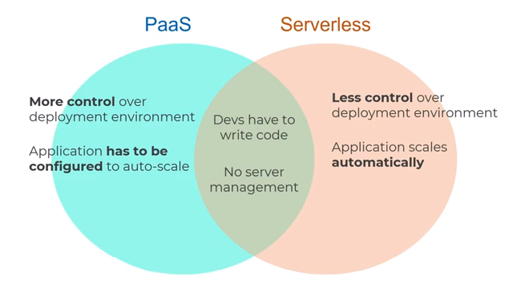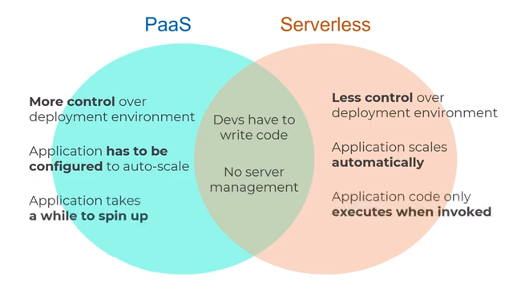Serverless generally scales automatically. On the PaaS side, the application typically takes a while to spin up. If you have a web app that hasn't been accessed in a few hours, the threads are going to die. It's going to take a few seconds for that app to spin up. On the serverless side, application code only executes when it's invoked, when it's basically called. So it means it's going to start faster.